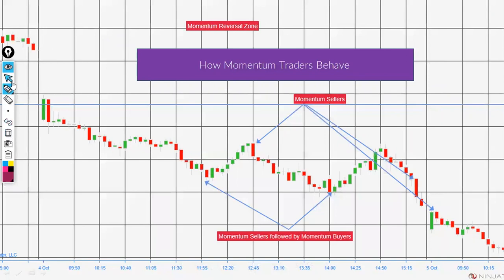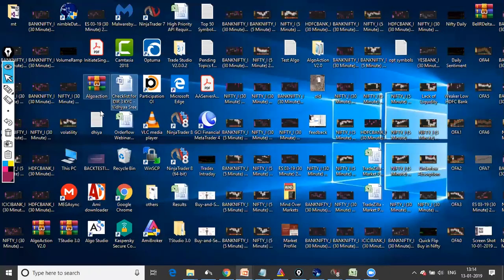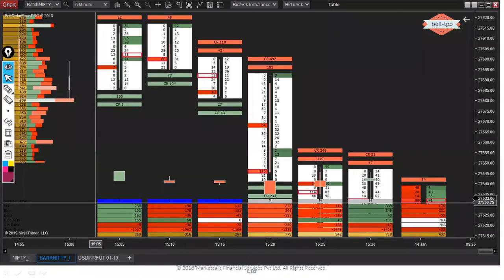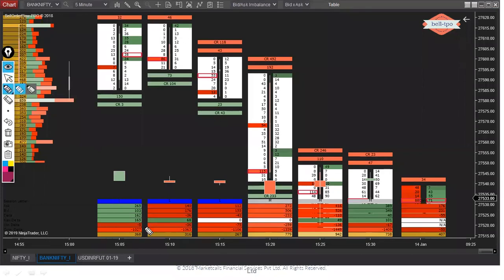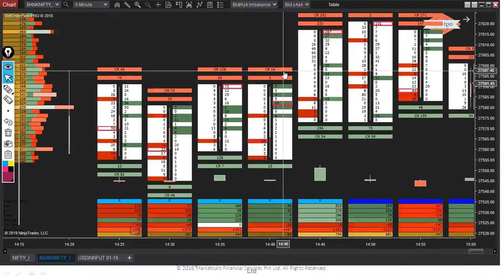There is one more indicator called the delta candles. The delta candles always talk about cumulative delta. We haven't talked about cumulative delta yet, but if you look into the order flow charts, there is one more variable called cumulative delta. The cumulative delta always starts with 0 and starts accumulating the delta for that particular day. When the day starts, the cumulative delta also starts.